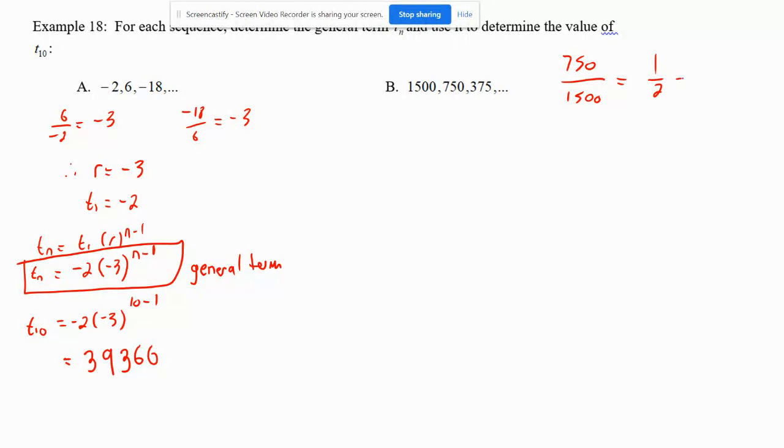So first up, guys, our common ratio in this case is going to be 1/2. If I divide the second term by the first term or the third term by the second term, it doesn't matter how, but it's going to be 1/2 either way. So our Tn is T1 r to the n minus 1. So that means Tn equals 1,500 times 1/2 to the n minus 1. This is our general term.